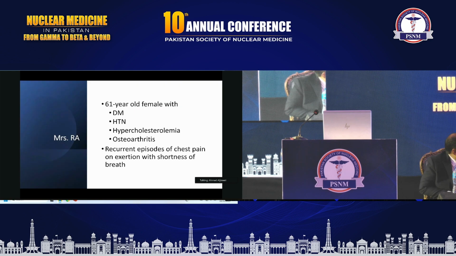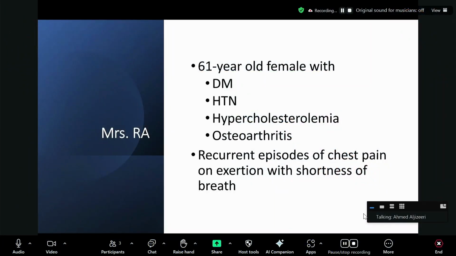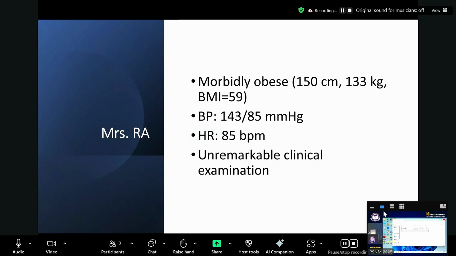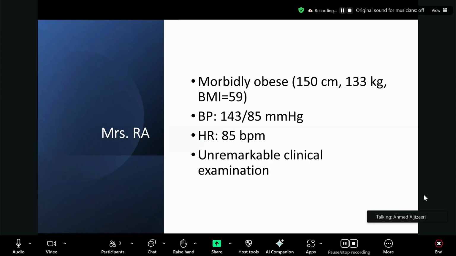Now, I will start with this case. This is a 61-year-old female with diabetes, hypertension, hypercholesterolemia, and osteoarthritis. She had recurrent episodes of chest pain on exertion with shortness of breath. Her profile revealed a morbidly obese lady with a BMI of 59. Blood pressure is out of control. She has an unremarkable clinical examination.